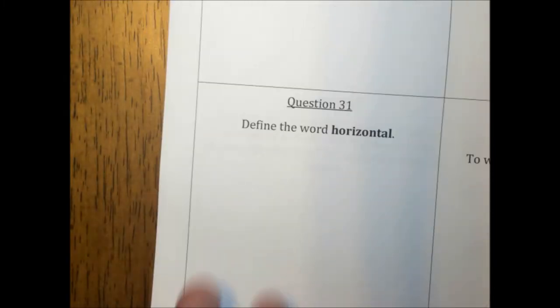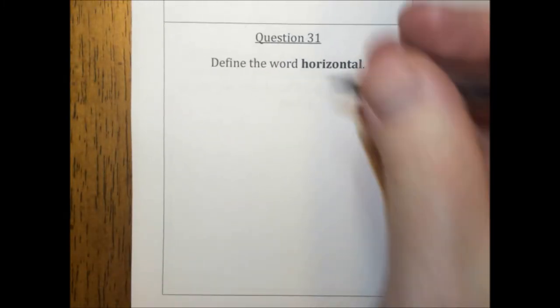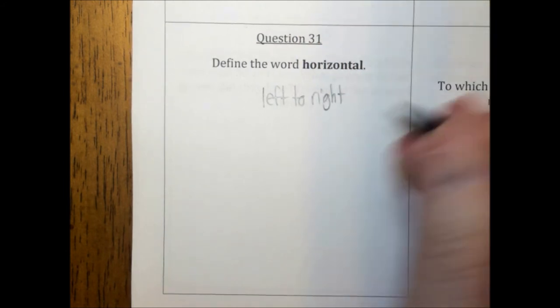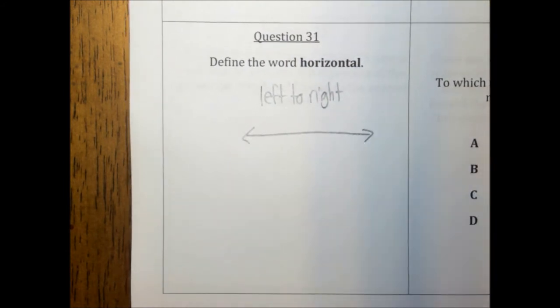Okay. Question 31, define the word horizontal. Horizontal means left to right. And this might be best defined with a picture. Horizontal is left to right.